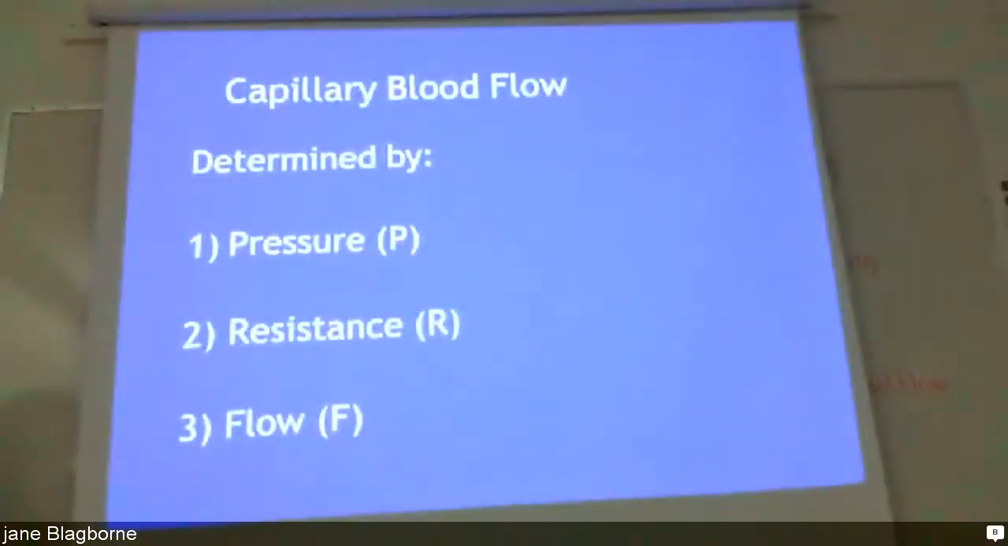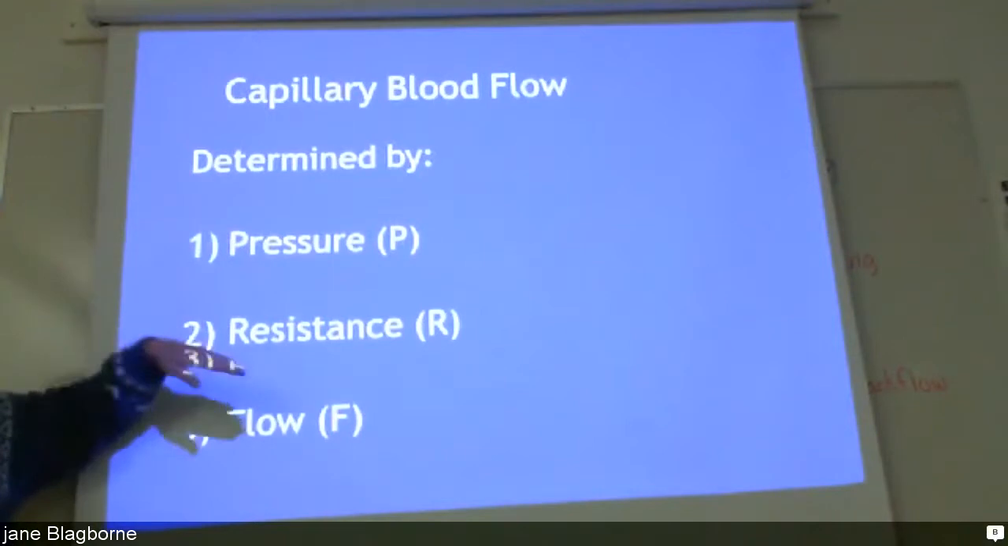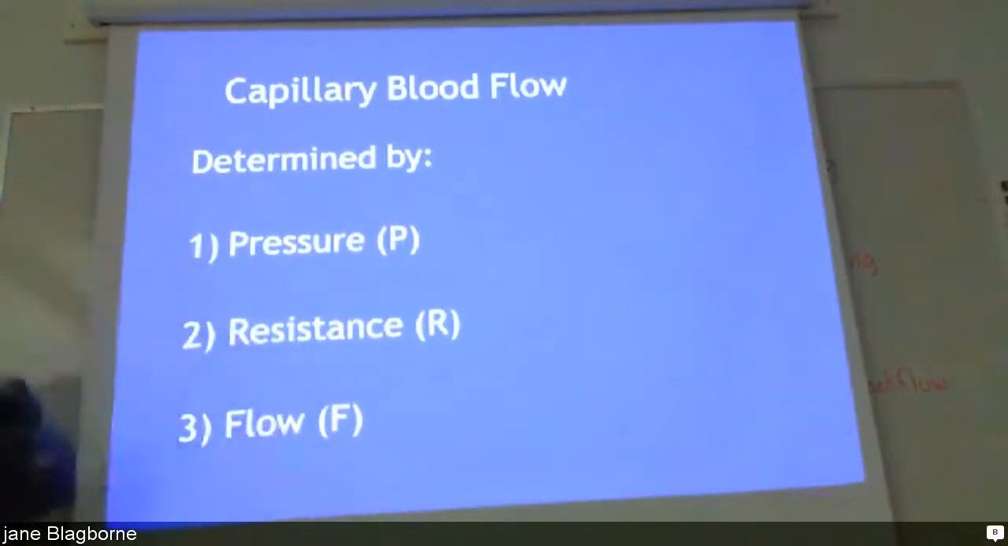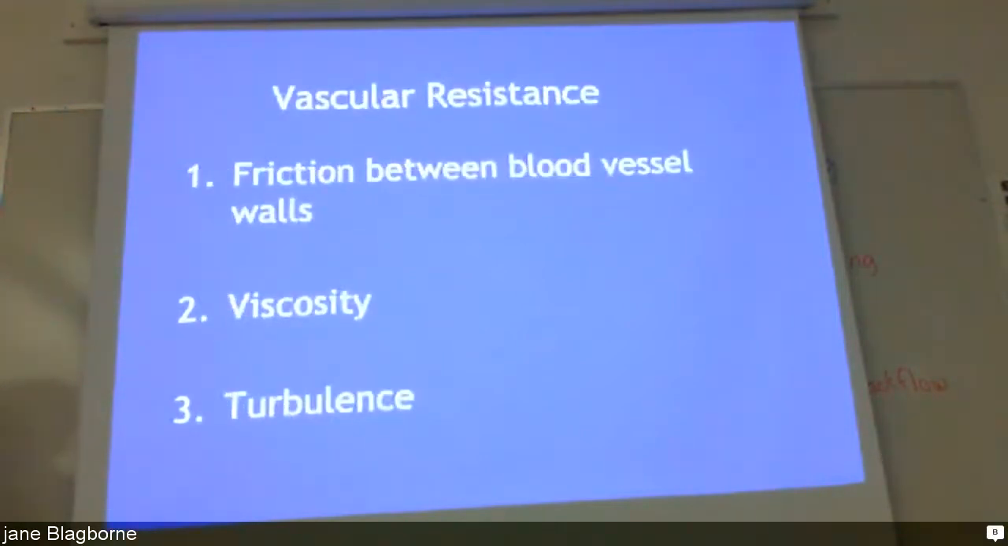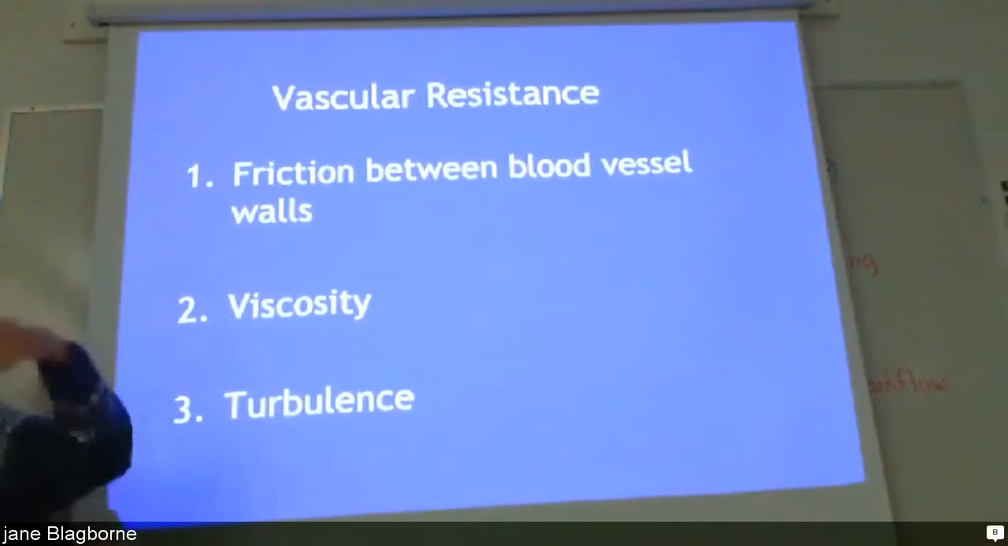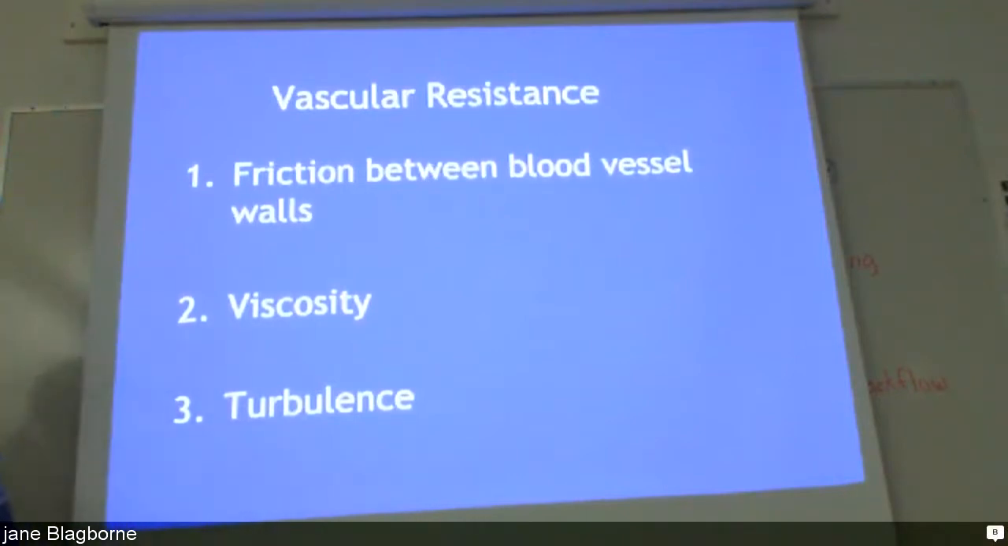Capillary blood flow is determined by pressure, which we just talked about, resistance, and the amount, so this would be the volume of the flow. Vascular resistance is the friction between the walls, the viscosity of the blood, and the turbulence, how much it's turning, moving.